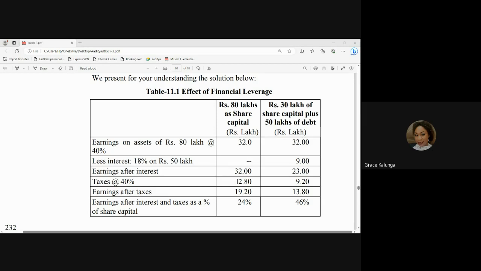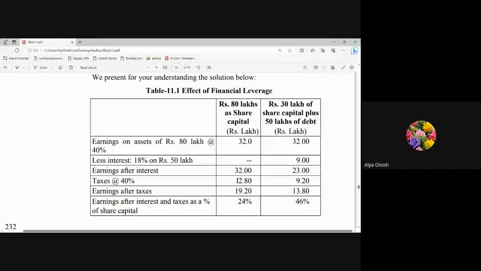Truth be told, I will just explain it. Just listen to me once. You have 80 lakhs here, and 80 lakhs here. The first 80 lakhs is all share capital, and we do not pay any interest on share capital. The second 80 lakhs is a combination of share capital and debt. We do not pay interest on share capital, but we pay interest on debt. So what is the amount of debt? It is 50 lakhs. So we need to pay interest in the second case on 50 lakhs only. Am I clear now?